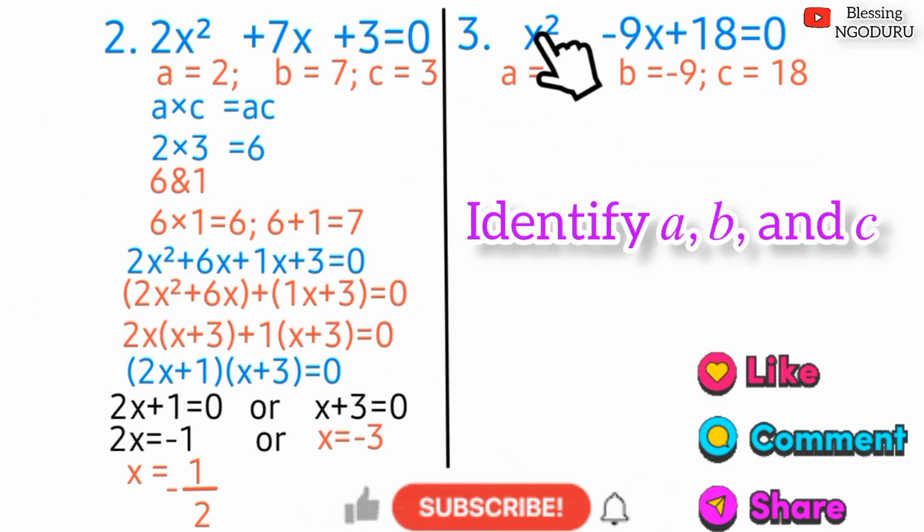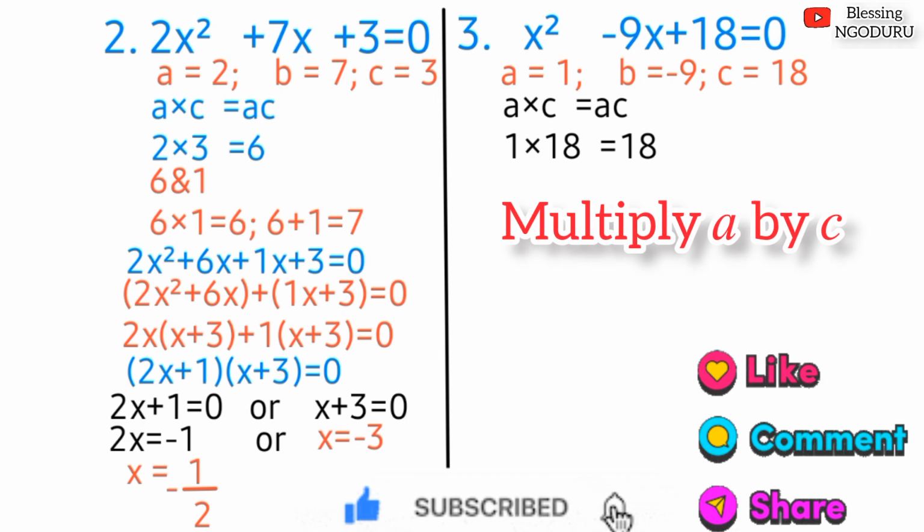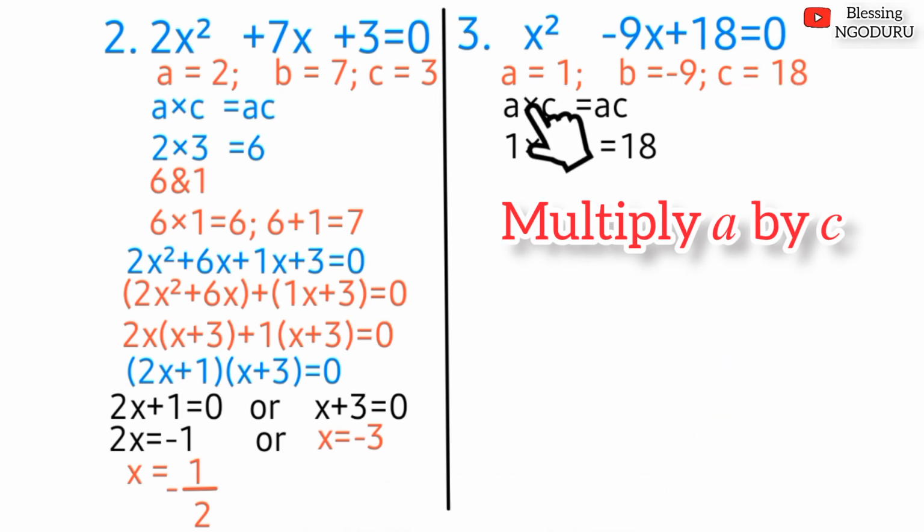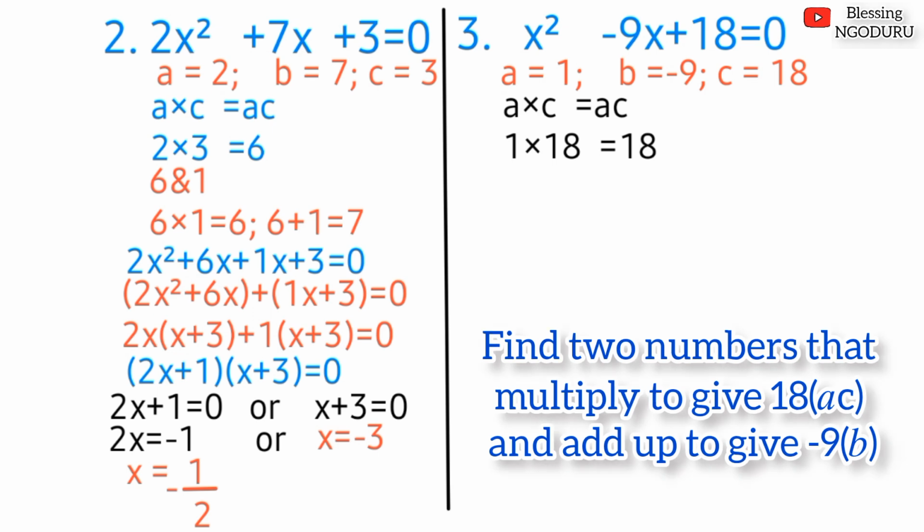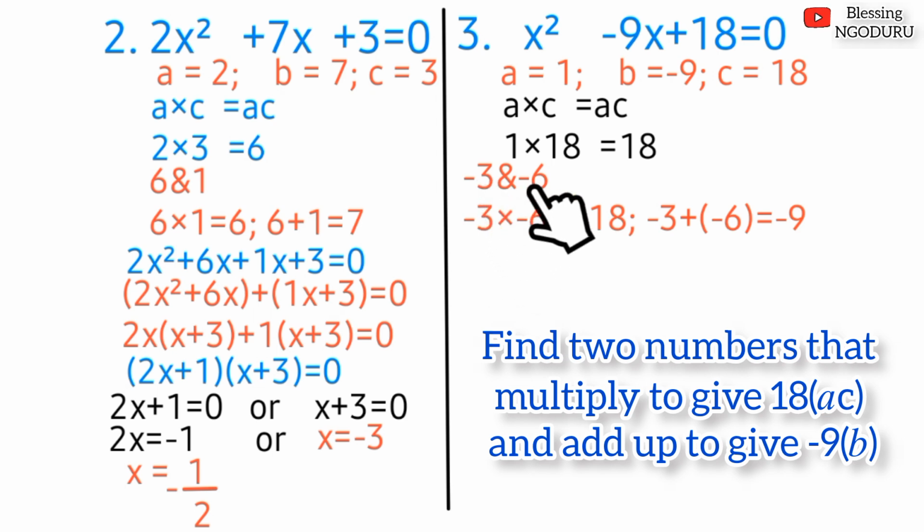Our a here is 1 because the coefficient of x squared is 1, b is minus 9, and c is 18. Now we'll multiply a by c, which is 1 times 18, which gives 18. Now let's find the number that multiplies to give 18 and add up to give minus 9. Those numbers are minus 3 and minus 6. Of course, when you multiply minus 3 by minus 6, it gives positive 18. When you add minus 3 and minus 6, it gives minus 9.